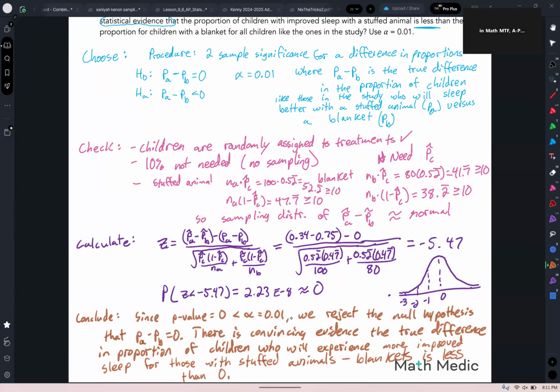And all that again predicated on the idea that in interpreting that p-value, the probability of getting, assuming the null hypothesis that there is no difference in those true proportions, the probability of getting that extreme a test statistic or more extreme is effectively 0, almost 0.